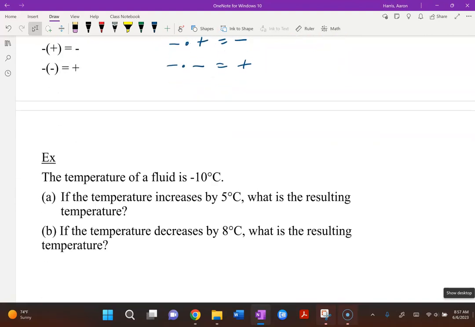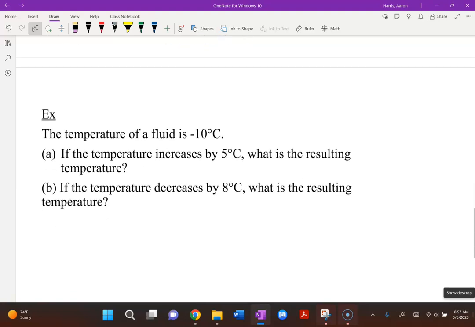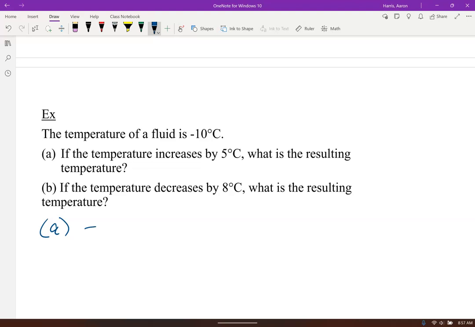Hopefully that helped. The temperature of a fluid is -10. Right, so part A, temperature of a fluid is -10. If it increases by 5, so what's the operation? If it increases by 5, what am I going to put? Go ahead and punch it into the chat there.